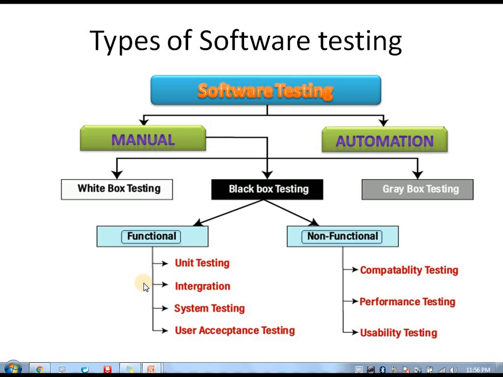There are different types of software testing processes. The first one is manual and automation. In manual, we get three other types: white box testing, black box testing, and gray box testing. In black box testing, we find two types, functional and non-functional. In functional, there are unit testing, integration testing, system testing, and user acceptance testing. In non-functional, we get compatibility, performance, and usability testing.